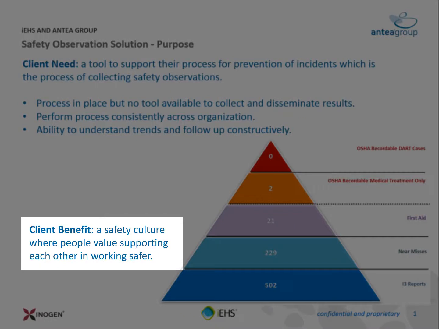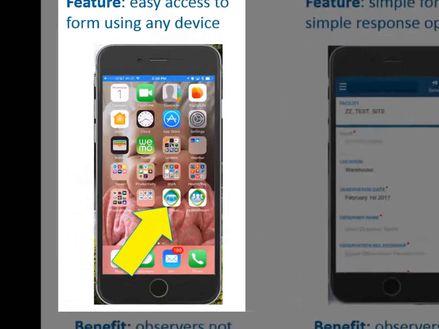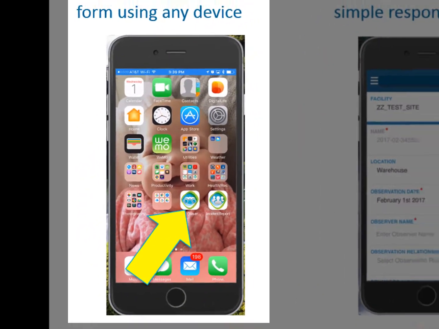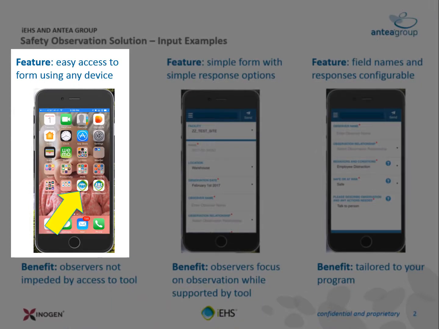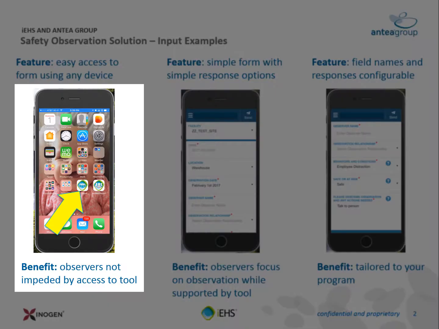Antea Group's clients are benefiting by observing a safety culture where people value supporting each other in working safer. Three features are providing significant benefit to Antea Group's clients. The first feature is easy access to the safety observation form using any device, including phones, tablets, and PCs. The client benefit is that observers are not impeded by having access to the tool.